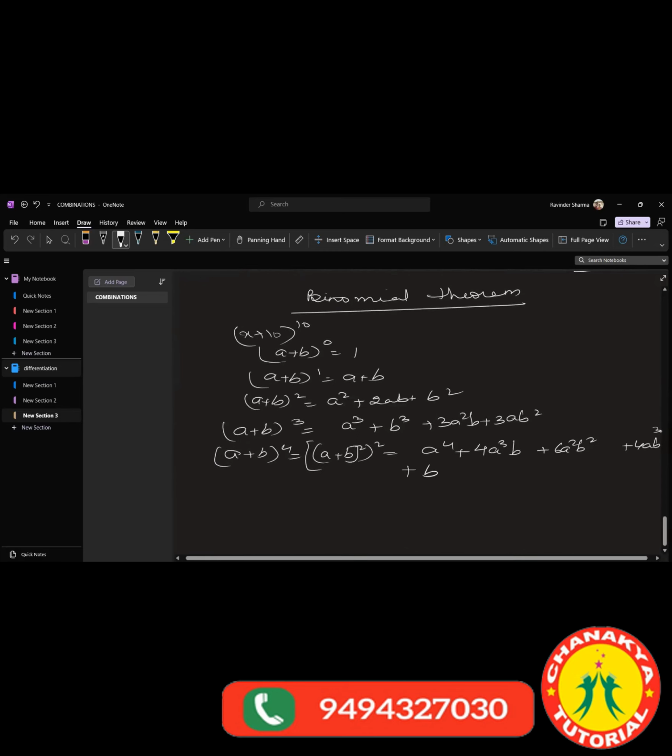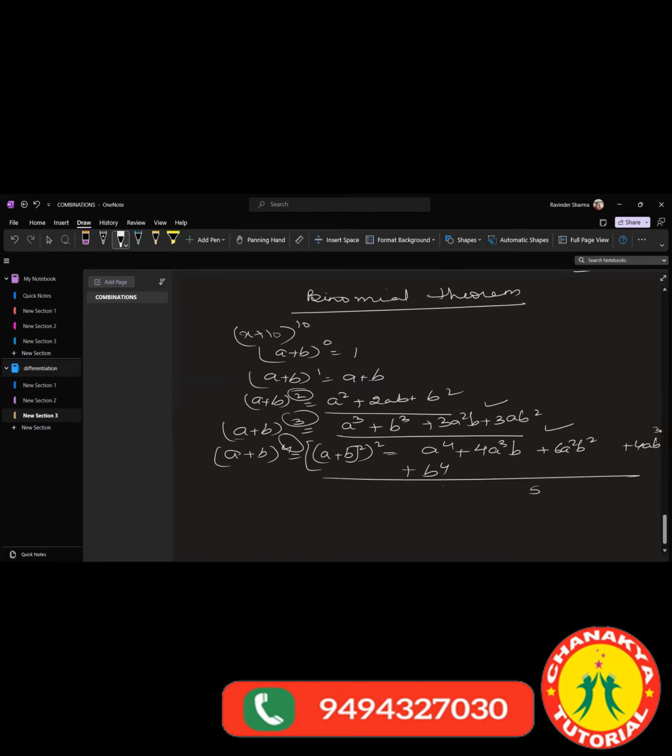And plus b4, right? So the total number of terms in each expansion is 1 more than the index. See, here the index was 2 and the number of terms after expanding is 3. Here the power is 3. After expanding, how many terms have you got? 4. Here the power is 4 and how many terms have you got? 5.